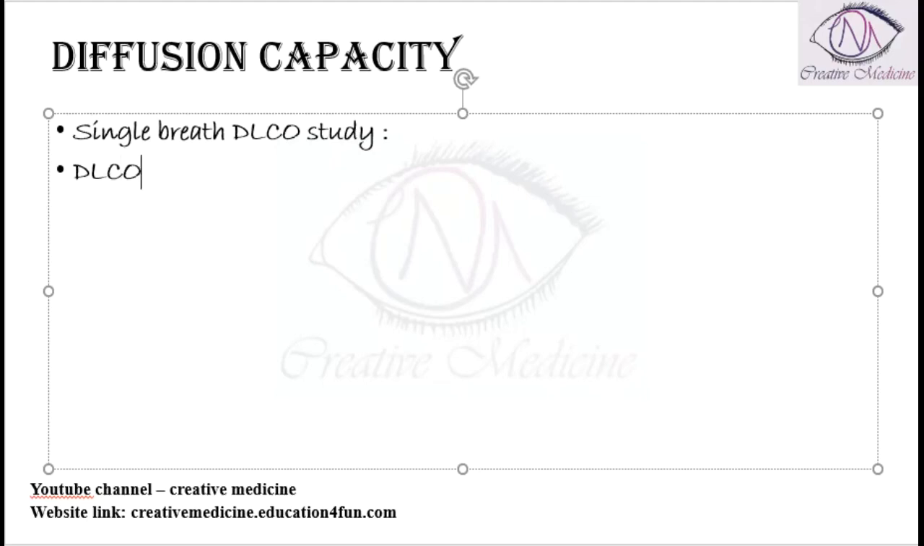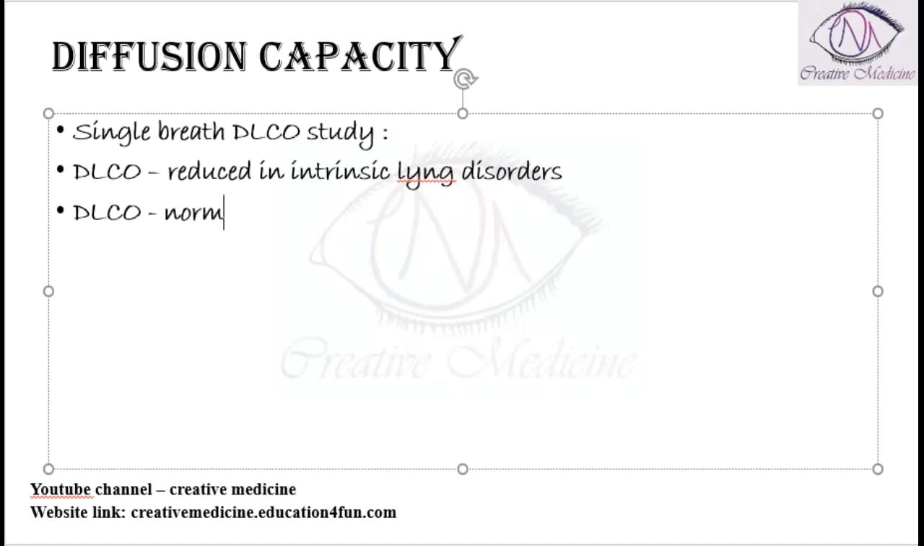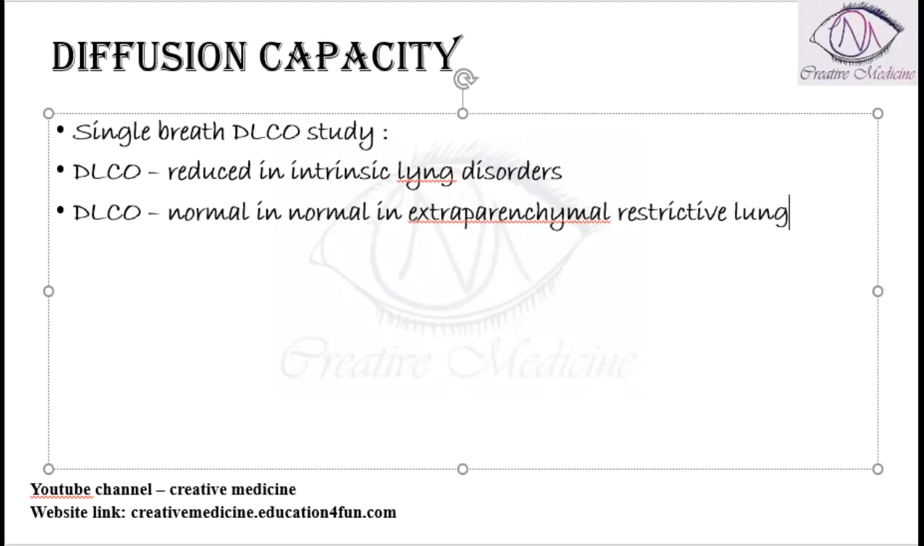So the diffusion capacity of lung for carbon monoxide is reduced in all patients with intrinsic lung disorders, whereas the diffusion capacity of lung for carbon monoxide is actually normal in patients where the problem is in the chest wall. So it is actually normal in extraparenchymal restrictive lung diseases. In extraparenchymal restrictive lung diseases, the defect is in the chest wall and the muscles, neuromuscular lung disease. So as a result, the diffusion lung capacity for carbon monoxide is normal.